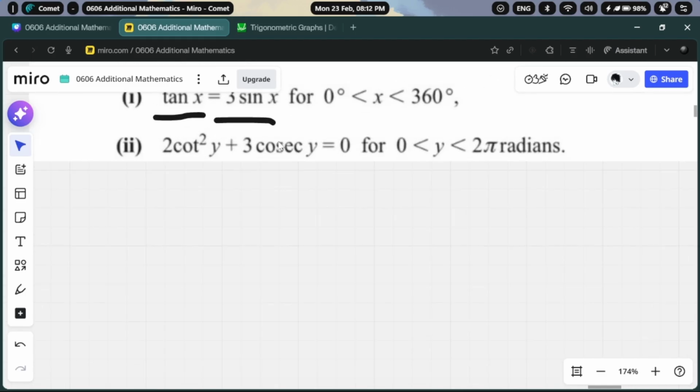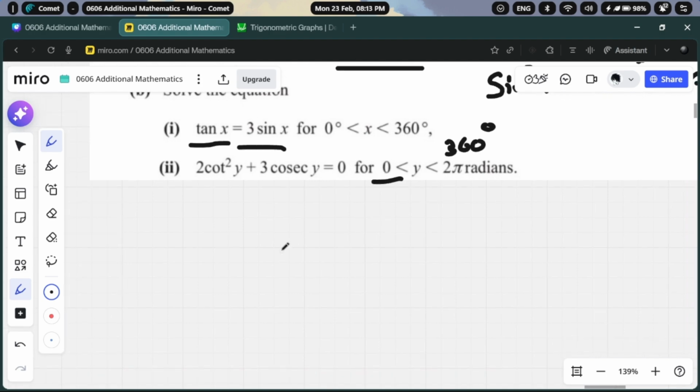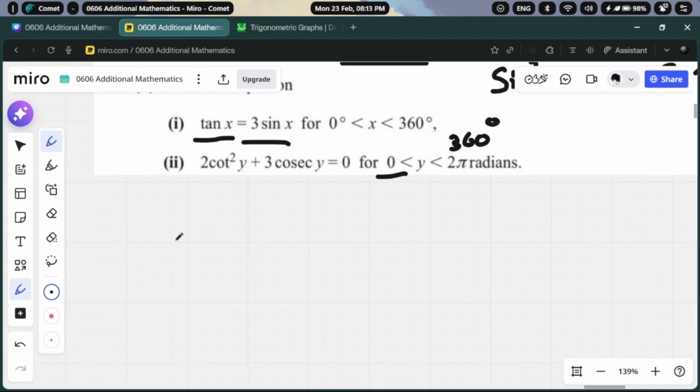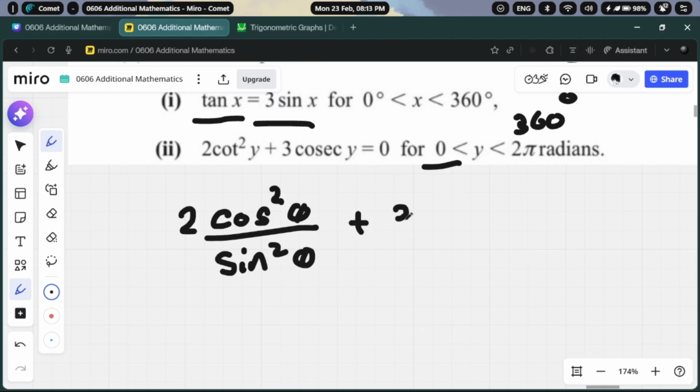Now you're told to solve this equation 2 cot squared y plus 3 cosec y is equal to 0 for 0 to 360. You can always rewrite it as degrees. There is no issue in that. Just make sure your final answer is in radians though. So just take a moment to write this in terms of sine and cosine. This is cos squared theta by sine squared theta plus 3 cosec. So cosec would be 1 by sine theta is equal to 0.